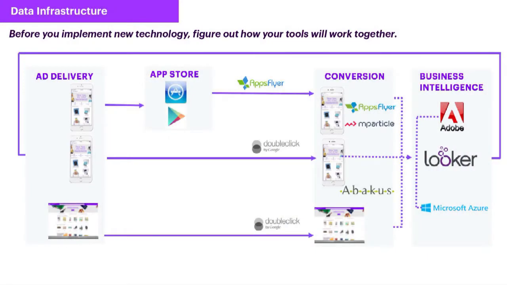And because our data was fragmented, we couldn't actually act on any of the data that we were capturing. And in particular, our mobile app data was in a silo. And so we took a step back and we thought a lot more about our data infrastructure. This slide here gives you an idea of how we stitch all of our data together now cross-device.